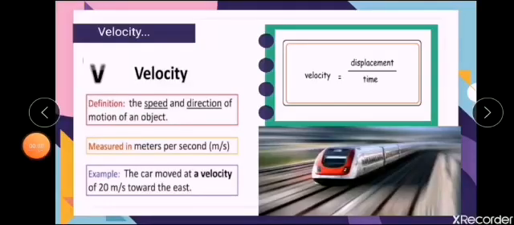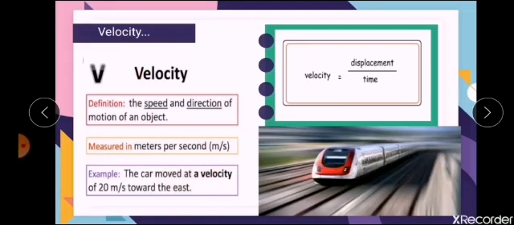When you talk about velocity, it is speed and direction, which means that you can define velocity as the rate of change of displacement in unit time. That is, whatever is the speed in a particular given direction will give you the velocity. It is also measured in meter per second. For example, a car moved at a velocity of 20 meter per second towards east.